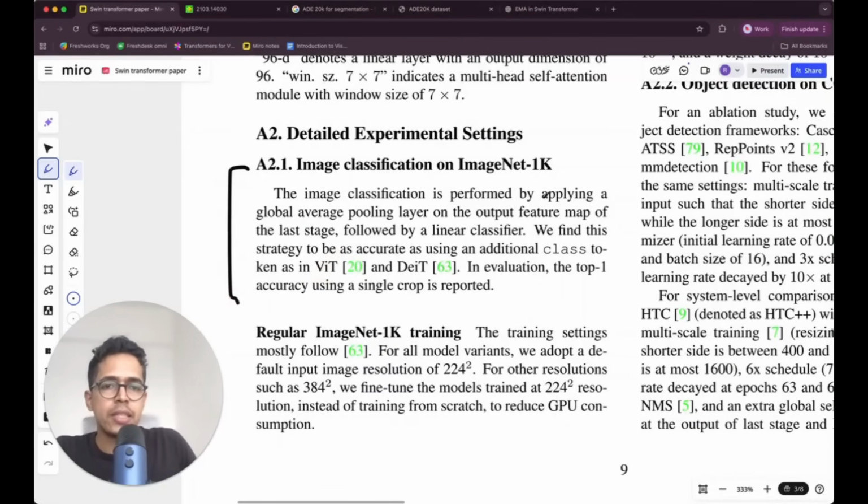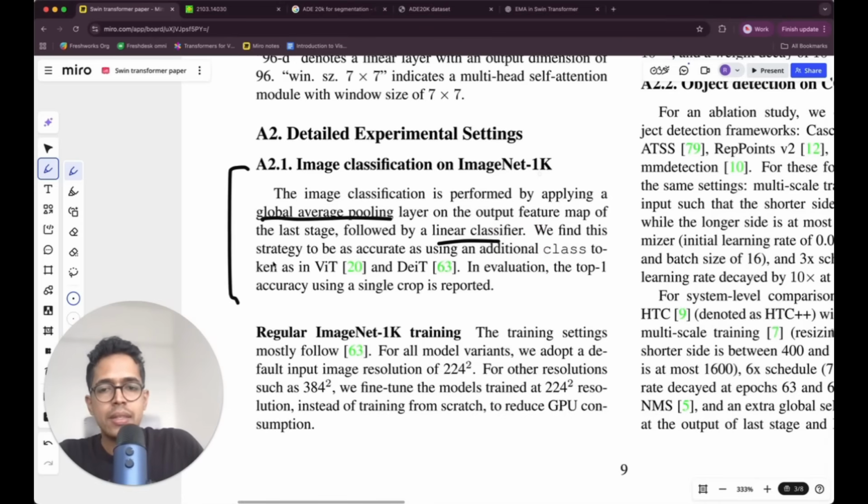The image classification is performed by applying a global average pooling layer on the output feature map. So whatever comes out of stage 4 is passed through global average pooling, and then a linear classifier. Linear classifier means after global average pooling, maybe you have 1 by n channels, and those n channels are now linearly projected into C nodes. C is the number of classes. So if it's a 10 class classification, the final number of nodes will be 10. So global average pooling on the output feature map of the last stage, followed by a linear classifier.